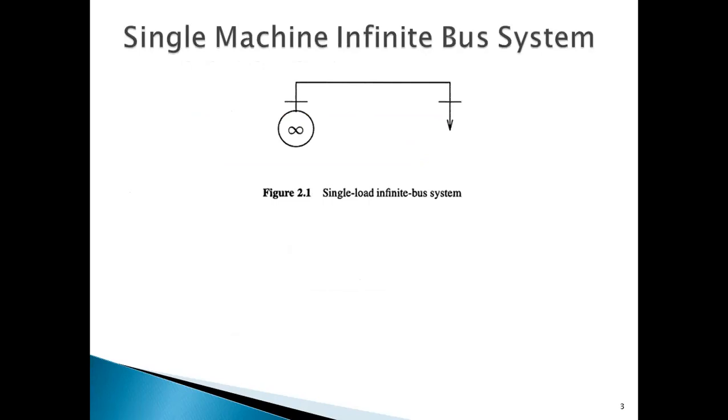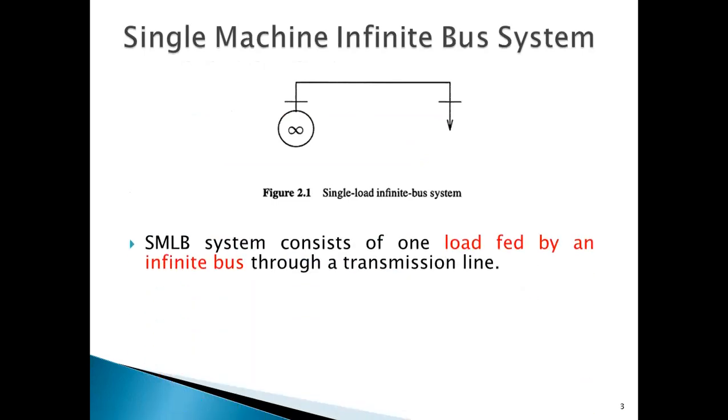Here we are considering a single load infinite bus system. As you see here, this single machine load bus system consists of a single load which is fed by an infinite bus through a transmission line. Or in other words, we can say that the transmission line connects both the load as well as the infinite bus.